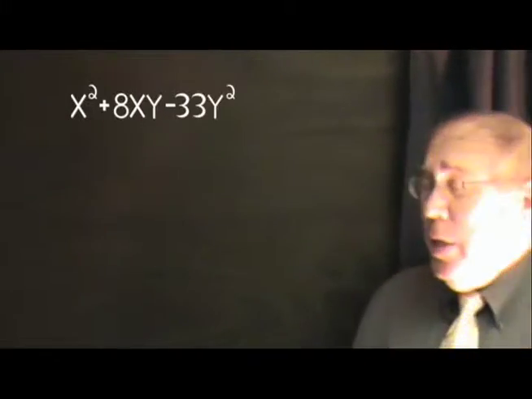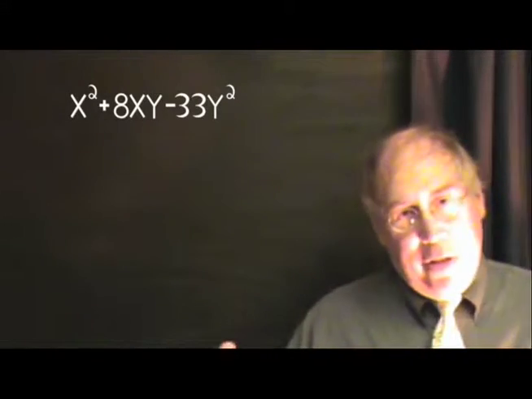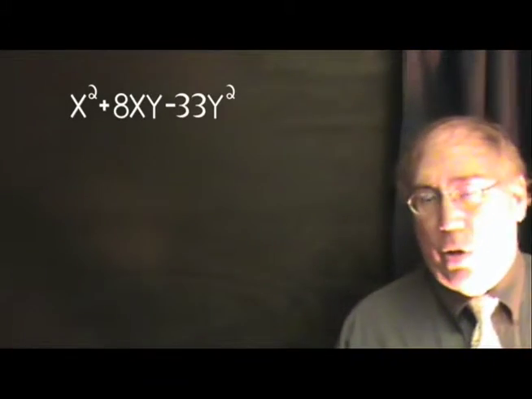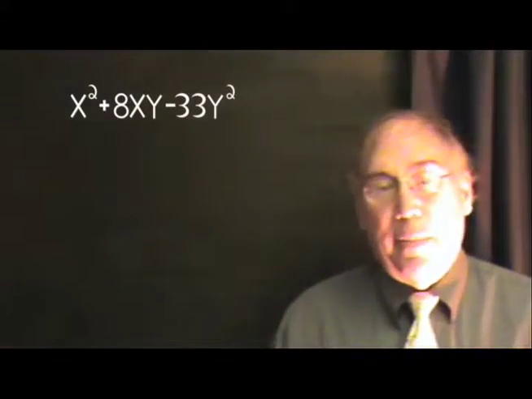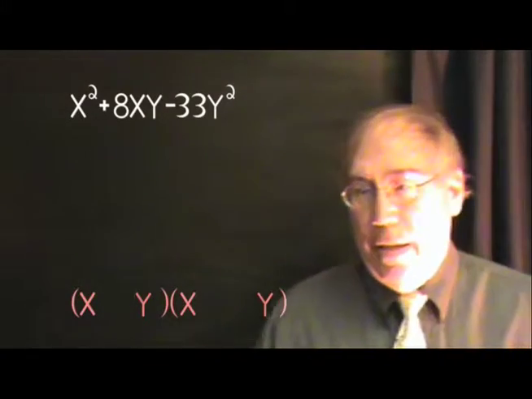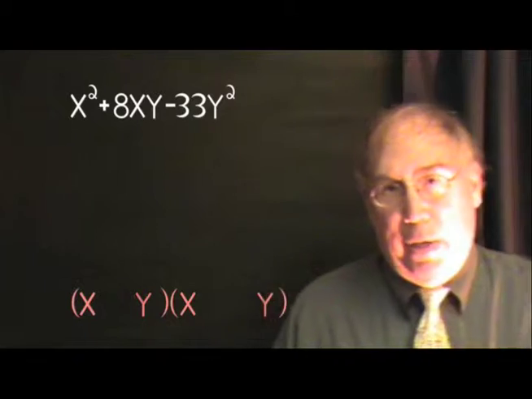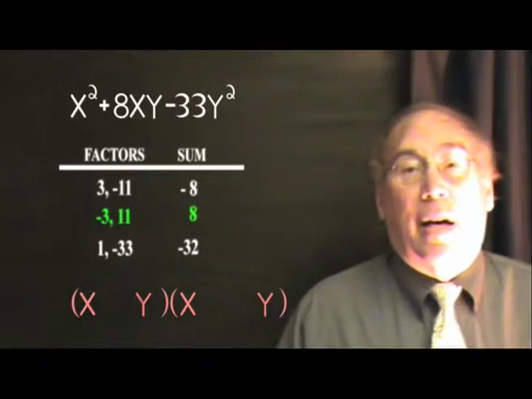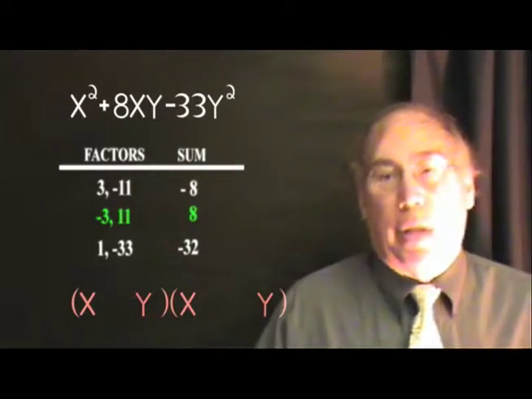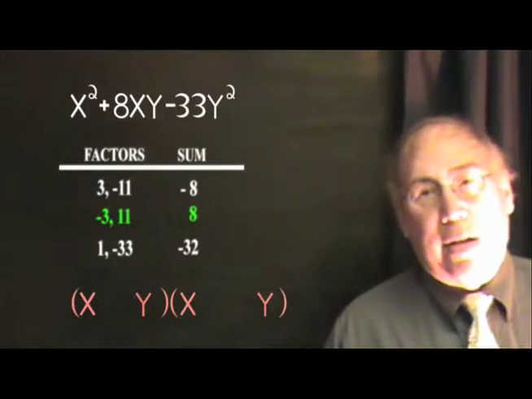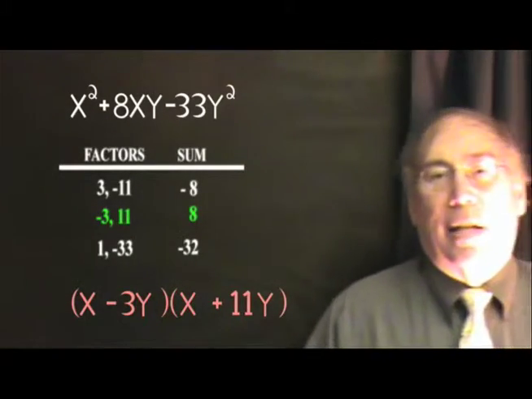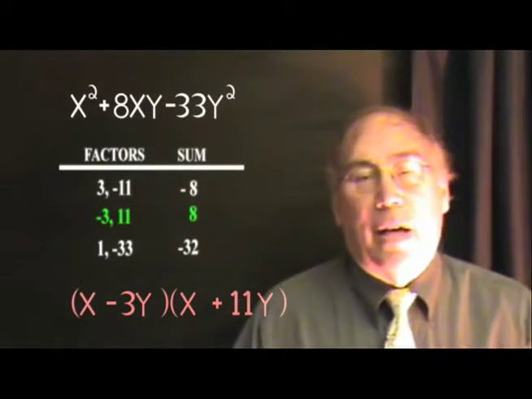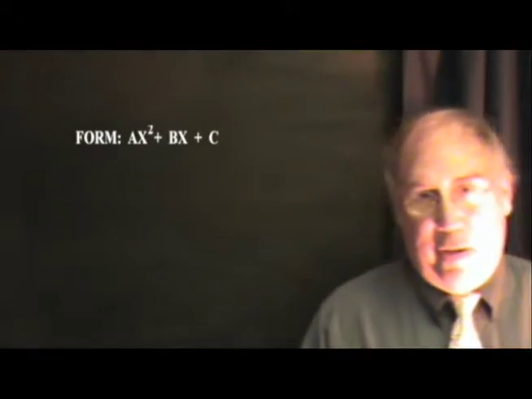Now, our next situation here fits this somewhat, except that we have a y squared at the end. So let's put our parentheses down there, but let's put an x at the beginning and a y at the end, and then just think of negative 33 here, and try to find some of the factors such that when you multiply them together, you get a negative 33. When you add them together, you get a plus 8. And so if we look through some of the factors, we find that negative 3 and 11 fit the bill. So the quantity x minus 3y times the quantity x plus 11y is our answer.